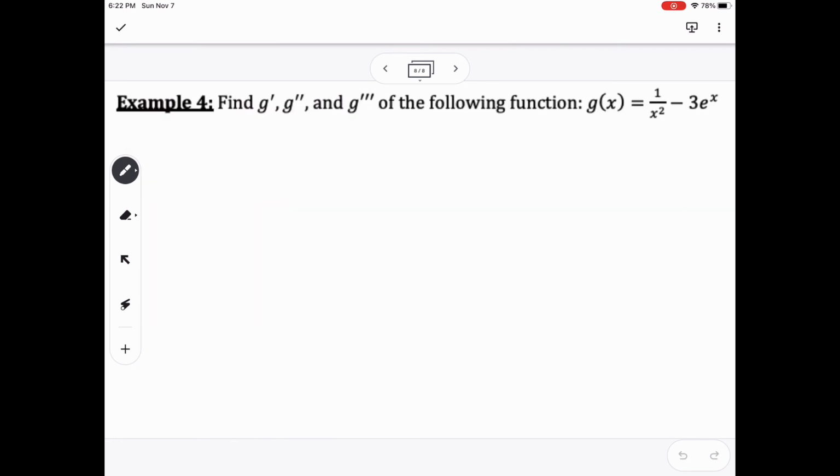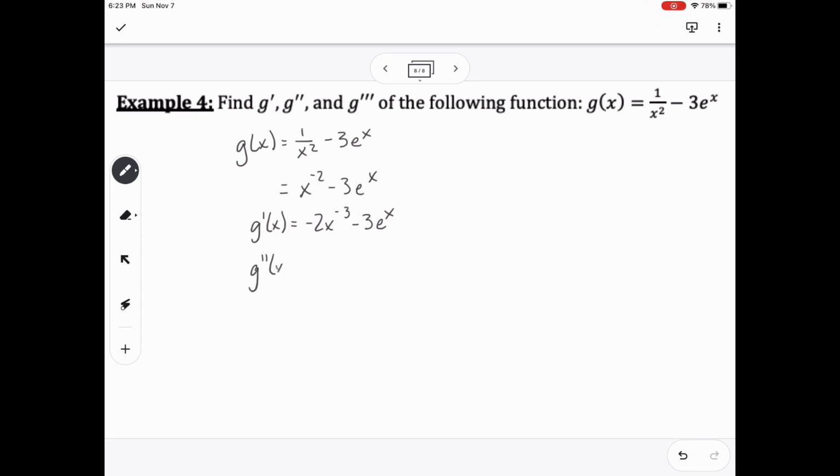So for our last example, I want to take 3 derivatives of g of x equals 1 over x squared minus 3e to the x. So I have to change 1 divided by x squared to x to the negative 2nd. But then from there, I can take the first derivative. That means I'm going to get negative 2x to the negative 3rd. But because it's e to the x, it just stays. So the 3 doesn't move. It's just minus 3e to the x.